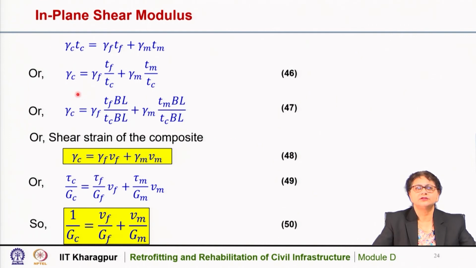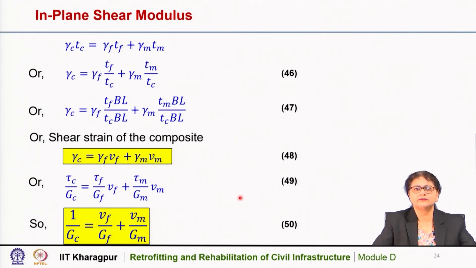Now, dividing both sides by T C, we get gamma C is equal to gamma F into T F by T C plus gamma M into T M by T C, and again we are multiplying the numerator and the denominator with B into L, that is width and length. We are getting this equation 47. Now, T F into B into L is nothing but the volume of the fiber, and this is the volume of the composite. Similarly, this is the volume of the matrix. So, this ratio gives the volume fraction. This is the volume fraction of the fiber, and this is the volume fraction of the matrix.